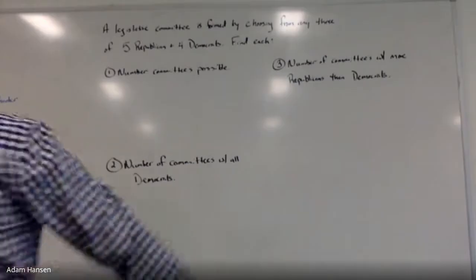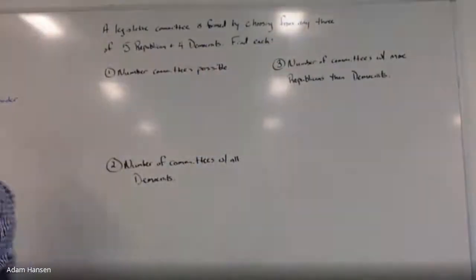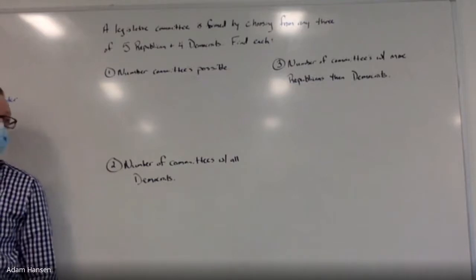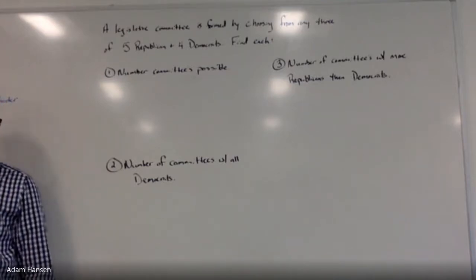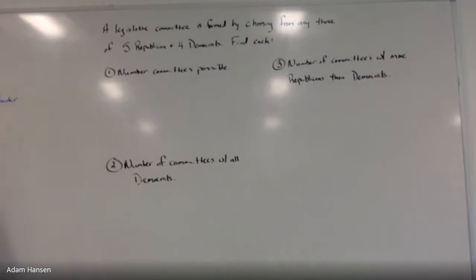Taking a look at this. Any 3 on the committee? 5 Republicans, 4 Democrats. How many different people can serve on the 3-person committee? How many do I have to choose from? So would it just be 9 choose 3? From the set of 9 politicians, choose any 3 to be on the committee.